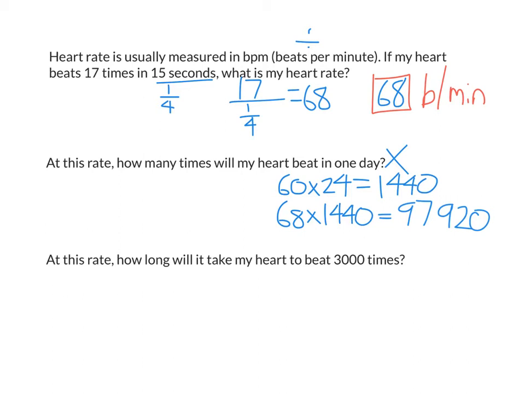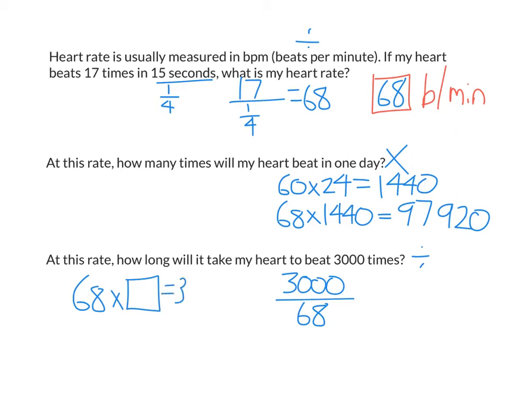Okay, so in the third one, we're finding how long it will take my heart to beat 3,000 times. So here, how long, we're finding how many minutes. So we're finding the second quantity. So here, we end up dividing. So what we're going to do is divide the number of beats by 68, because there are 68 beats per minute. We're, in other words, saying 68 beats per minute times how many minutes gets me to 3,000 beats.